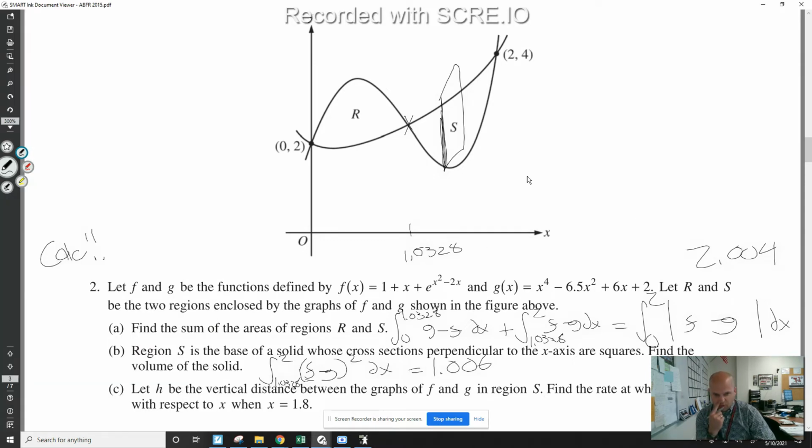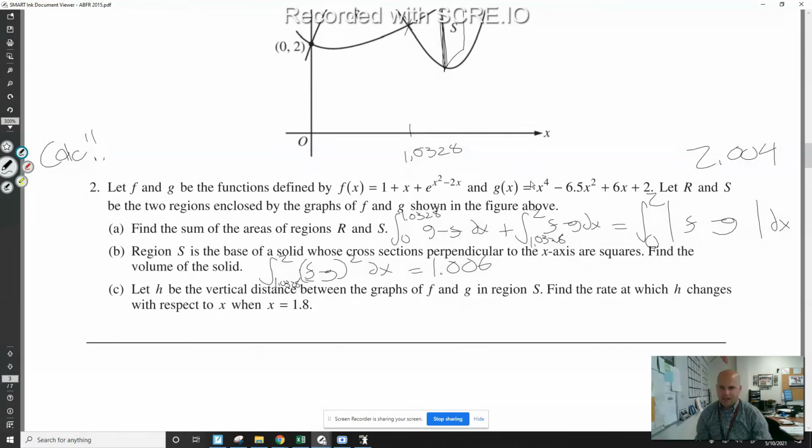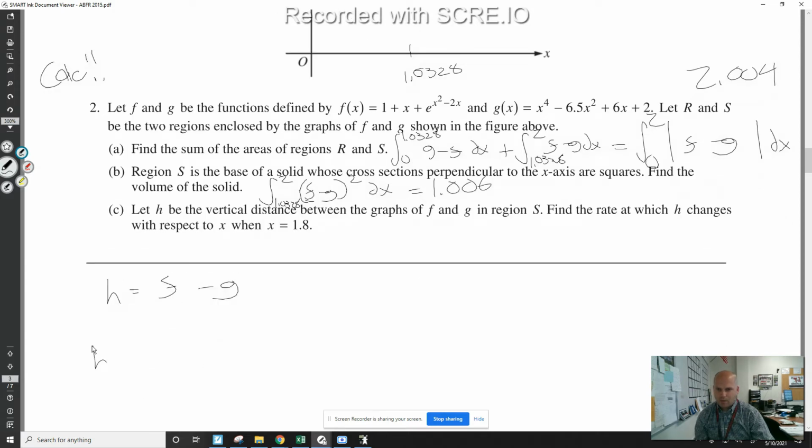The vertical distance between f and g in region S. Find the rate at which h changes with respect to x when x is 1.8. So what's the vertical distance? It's the top minus the bottom, right? So we got f minus g, h equals f minus g. I want h prime at 1.8. That's f prime minus g prime at 1.8.